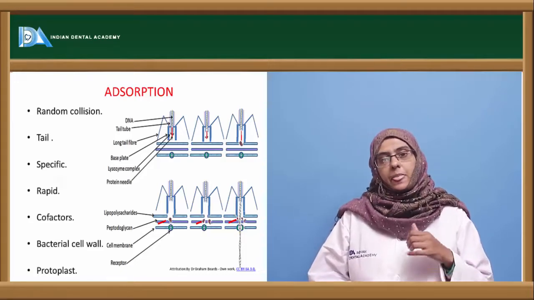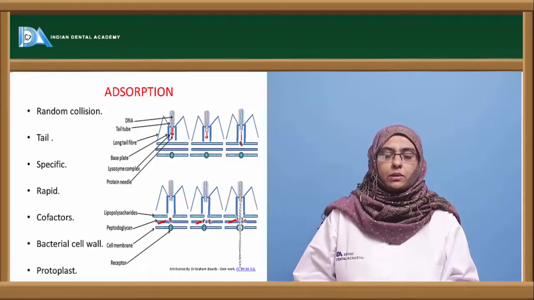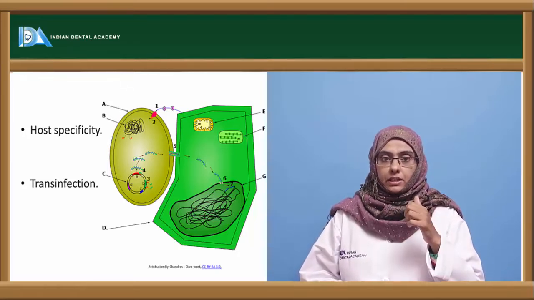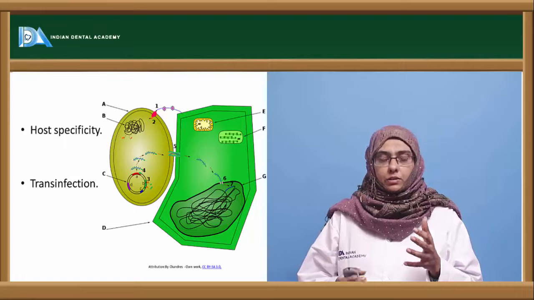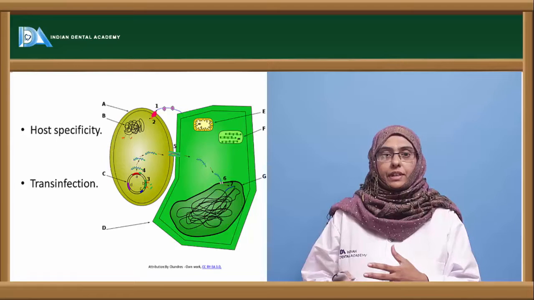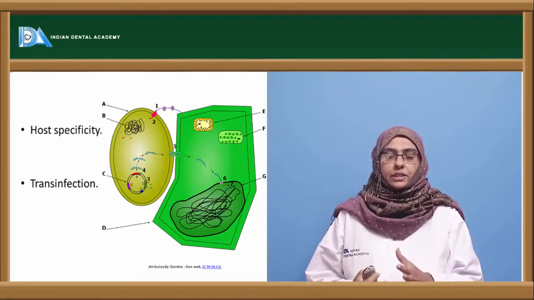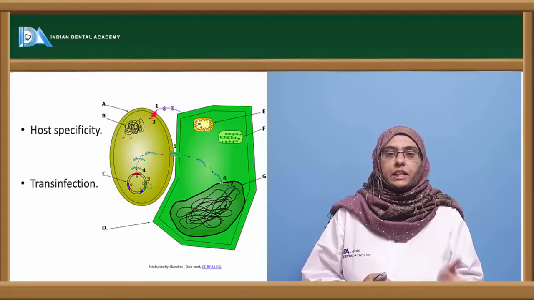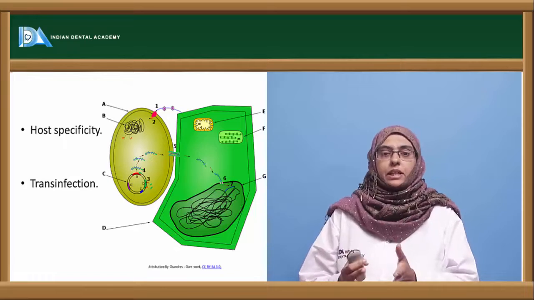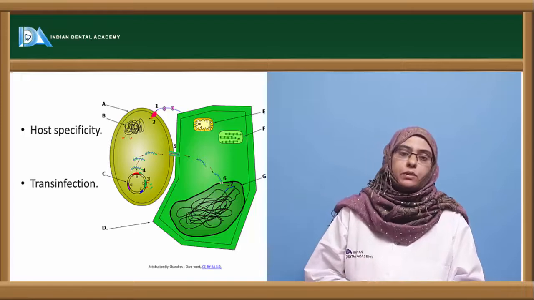But this property can be regenerated when the cell wall is added to the protoplast, or the host specificity can be bypassed, that is, a bacterial cell can be infected even though there is no specificity. So this procedure is called transfection, where a naked phage DNA is allowed to enter into the bacterial host cell by using different types of chemicals. So this is called the transfection phenomenon.